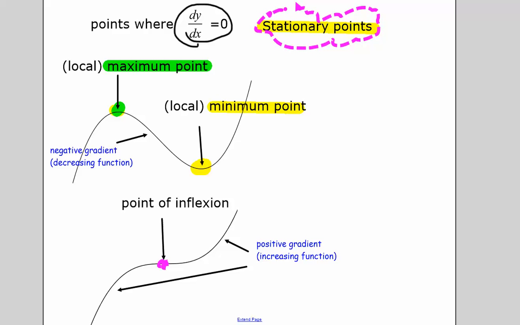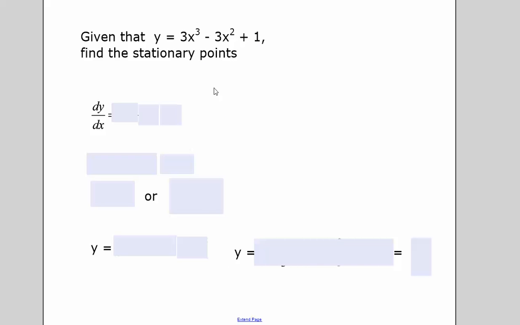Now let's have a look at an example of a question we may get related to stationary points. We're given the graph y equals 3x cubed minus 3x squared plus 1, and we're asked to find the stationary points. That's where dy/dx is equal to 0. So we need to differentiate: 3 times 3 is 9, x to the power 2, then minus 2 times 3, which is 6x, and the 1 disappears, so 1 becomes 0.